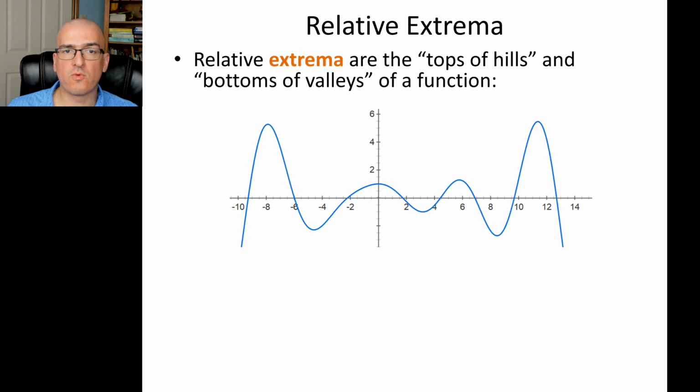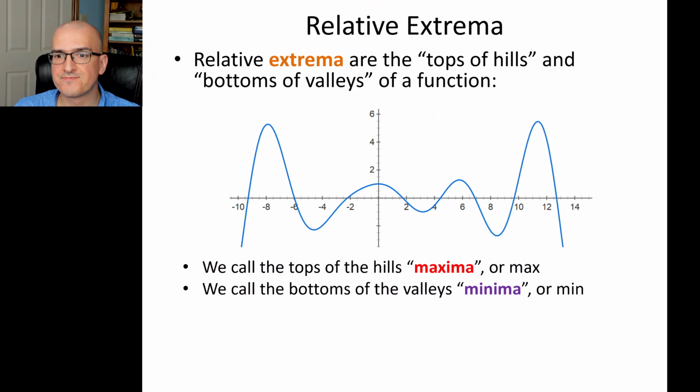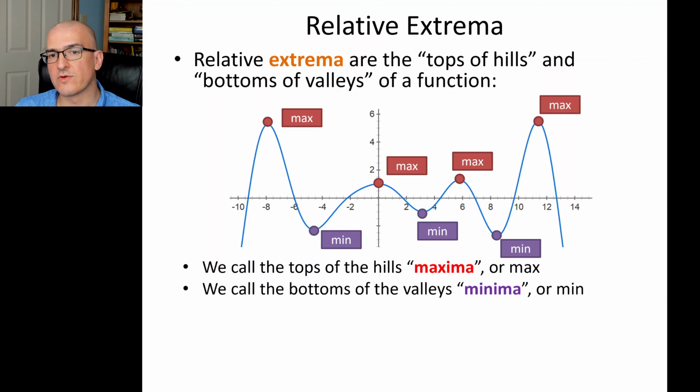So to further qualify what is a max and what is a min, here's a graph that has a lot of max and a lot of min. One definition of a max is it is the location where a function looks like the top of a hill. And a minimum would be a location where the function looks like it's at the bottom of a valley. So in red, all the maxima, or the tops of hills, are labeled. And in purple, all the minima, or bottoms of the valleys, are labeled.